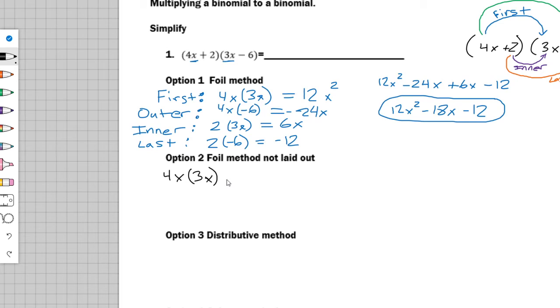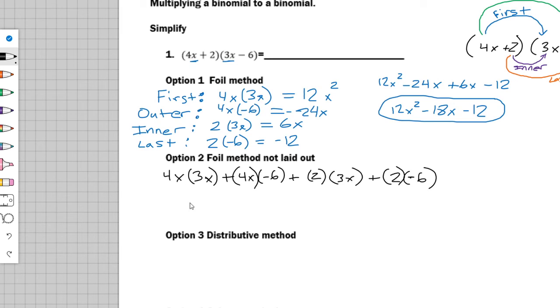We could then go plus the outer. So what's the outer? We have 4x times negative 6. Then we're going to do the inner, so plus 2 times 3x. Then plus the last, so 2 times, I'm just putting parentheses at this point because if we had a different sign, we would use parentheses anyway. So times negative 6. It's a negative. And then we're going to simplify.